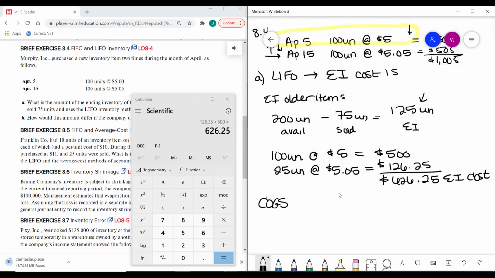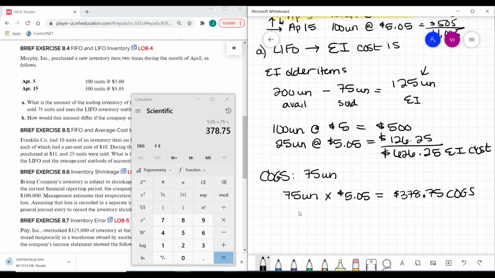Okay. Now the cost of goods sold, we sold how many units? 75 units. So under LIFO, when you sell items, you pull from the newest layer first, right? So that means all 75 units we're assuming are coming from the April 15th batch at $5.05 each. So if we do 5.05 times 75, that's $378.75 for the cost of goods sold. Okay?